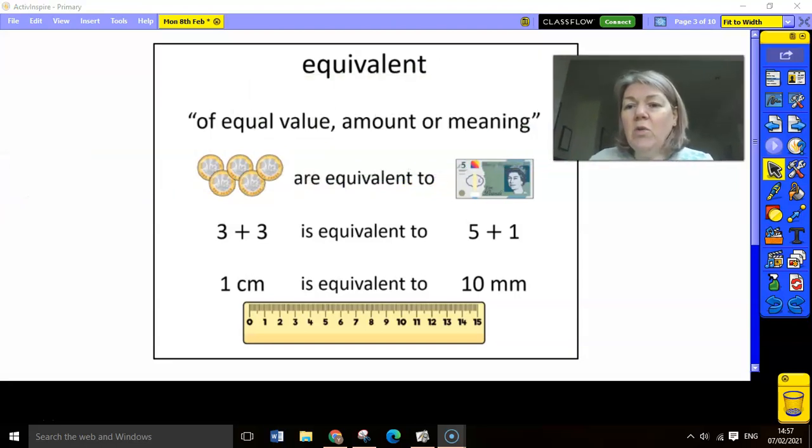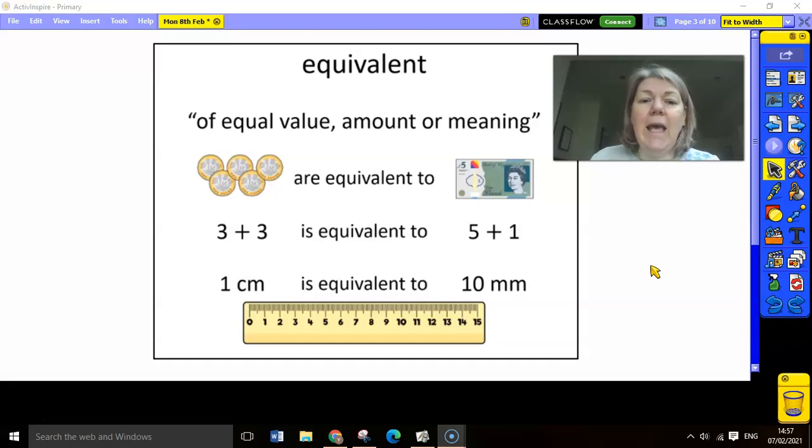So we are going to talk about equivalent this week, like I said, and it's really important to understand what that means to help us with our fractions. And I've got some examples of equivalent everyday items or objects or things that we would come across that aren't fractions. Equivalent just means that it's equal in value, equal in amount, or equal in meaning.